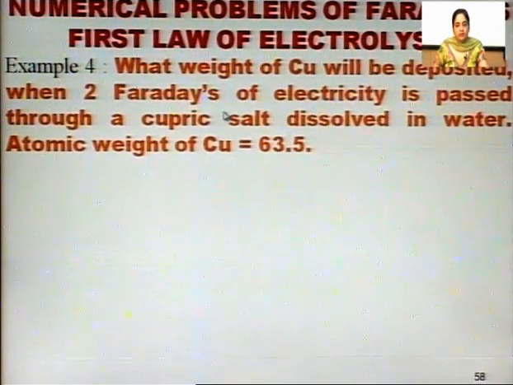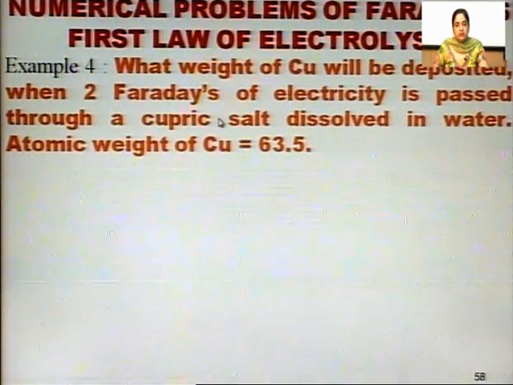So today we have discussed the laws of electrolysis, electrochemistry, the process of electrolysis, and some numerical problems. That's all. Okay, thank you.